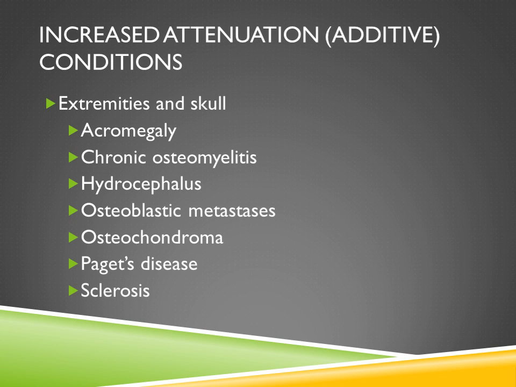Osteochondroma is a tumor in the bone and cartilage. And so oma means tumor. Paget's disease ends up with new bone growth. That one's kind of a harder one to explain, but I'll show you an example here in a second. And then sclerosis, which is actually hardening of the bone.